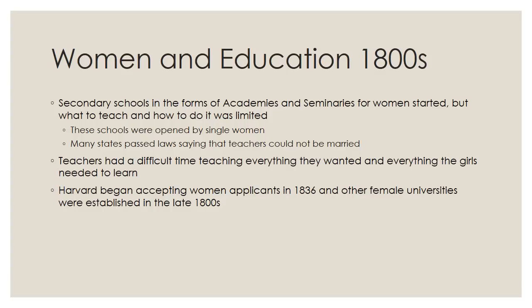In the 1800s, we see some changes as secondary schools were created for women, but what to teach and how to teach was limited, and how to do it was difficult because the schools were being overrun. So, for example, there was one academy in Massachusetts where one woman was teaching 157 girls. These schools were opened by single women who happened to have some type of money, and many states started to pass laws regulating what teachers could and couldn't do, and who could be teachers.